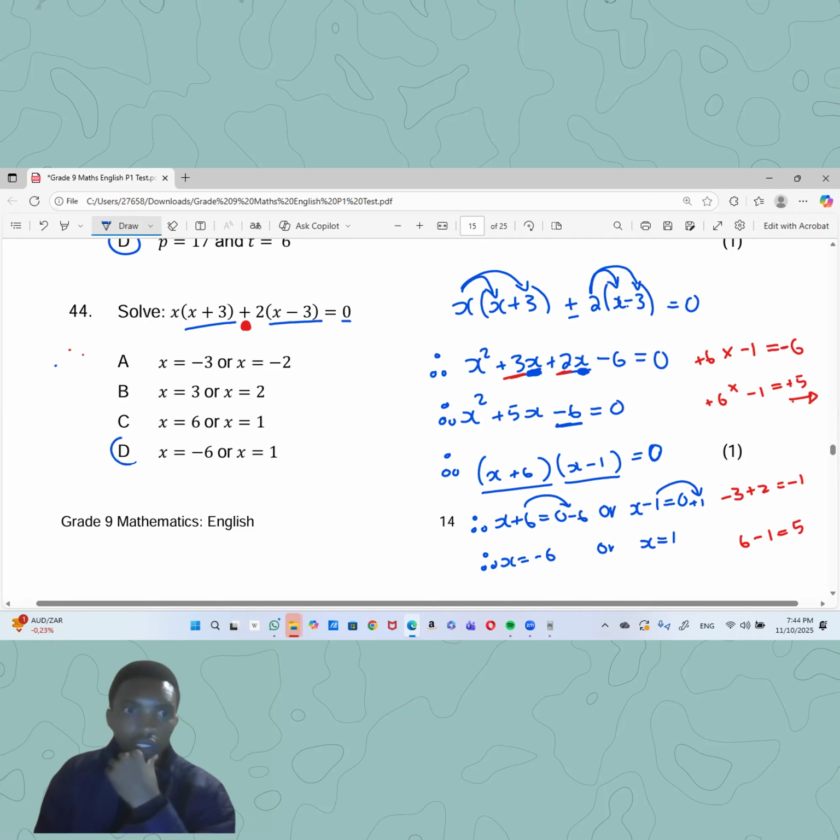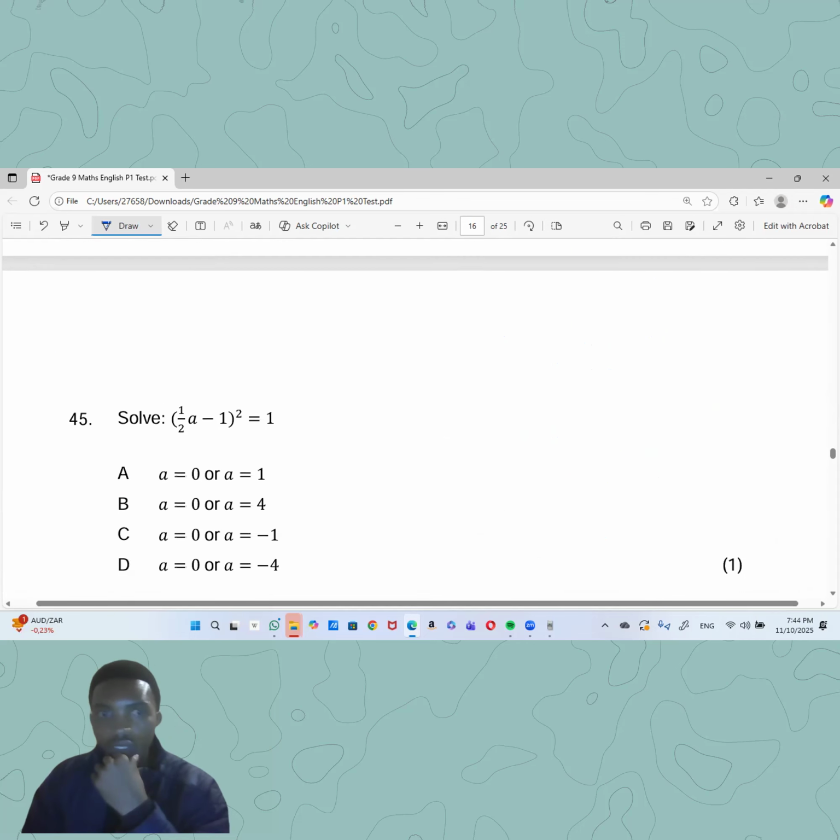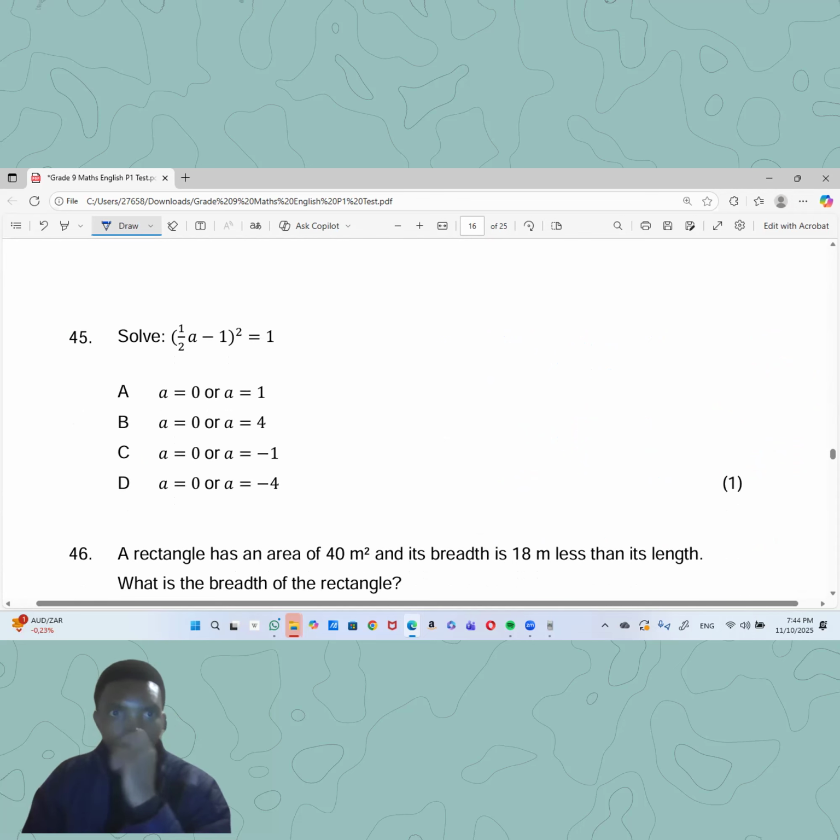Our answer is D. And then the last question. They're saying as well here we should solve for x, right? Yes. So solving for x at this point, we're given (1/2 a − 1) squared is equal to a.